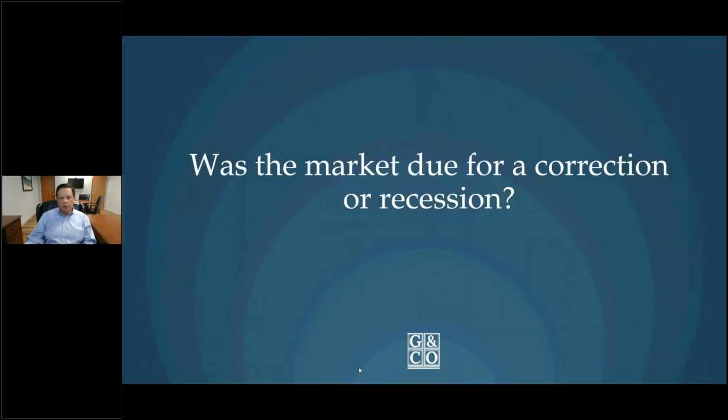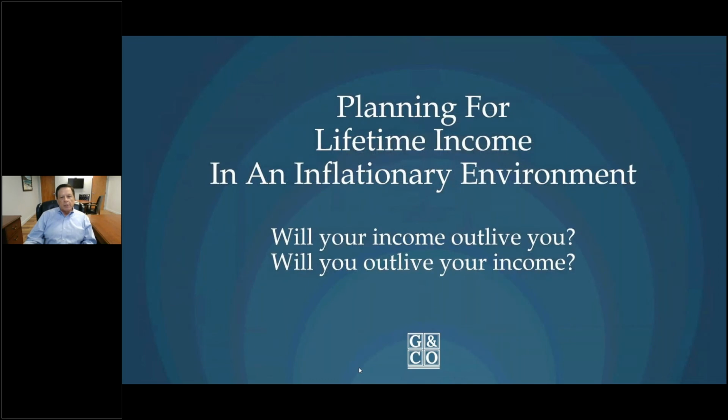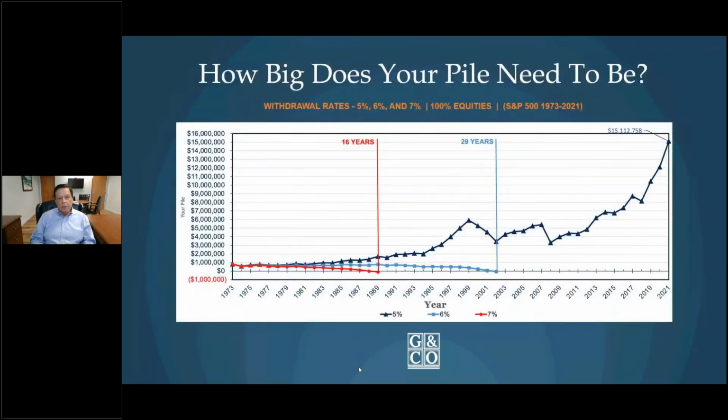Was the market due for a correction? Absolutely. Again, that's the normal course of the economy. So what should you be concerned about? If you're planning for a lifetime of income, and now we've got an inflationary environment, you've got a couple of quick questions. Will your income outlive you, or will you outlive the income? For it to outlive us, our income must grow at least at the rate that our cost of living grows. So how big does your pile need to be?